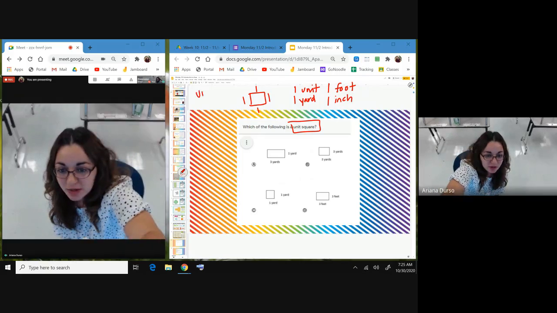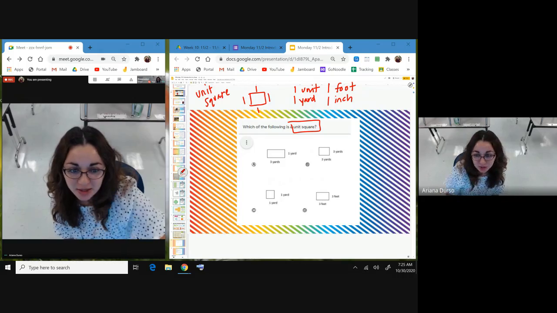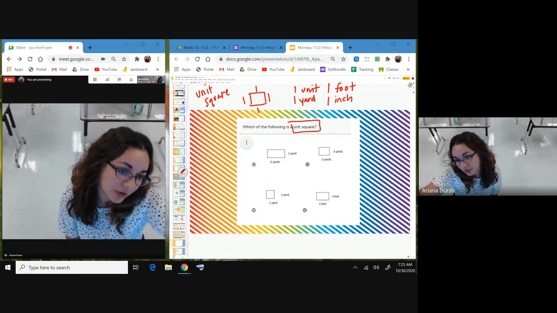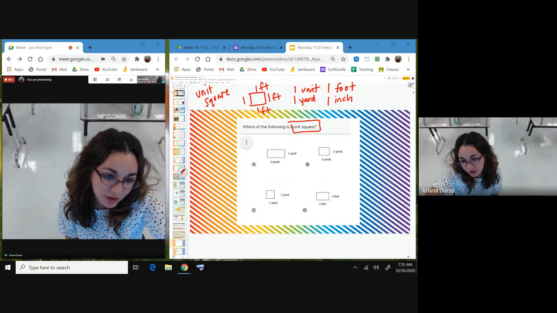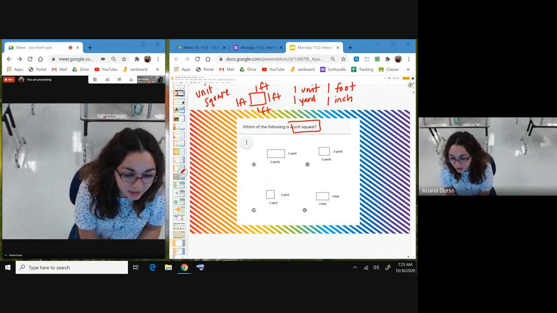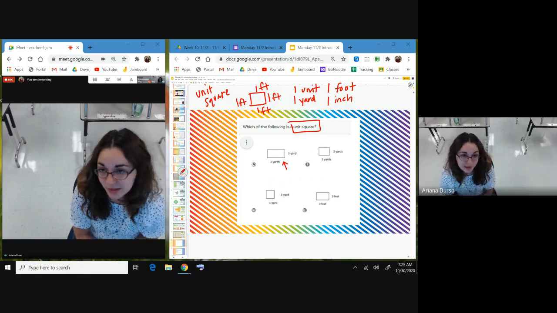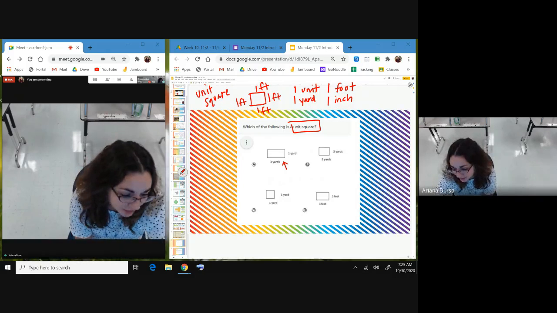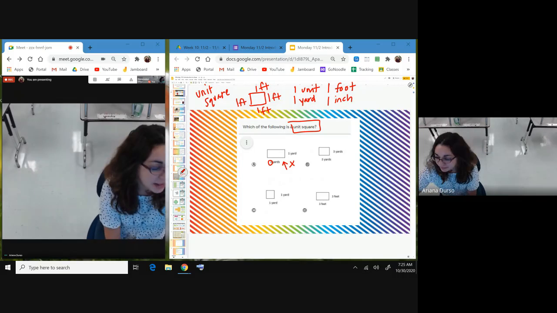So if each side has to be 1 to be a unit square, each side is 1 whatever, we'll say 1 foot for this example. Each side of the square is 1 foot. Okay, so is A a unit square? No, it's not even a square. And one of the sides is 3 yards. So A is not the answer.